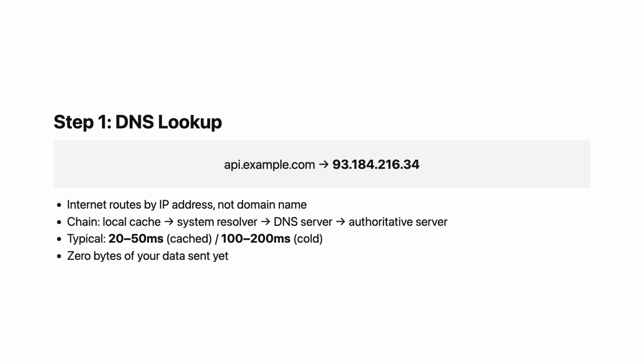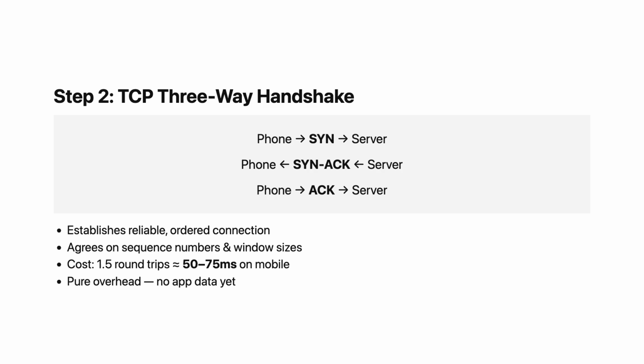Now that OkHttp knows the server's IP address, it needs to establish a connection. The internet runs on TCP, Transmission Control Protocol, and TCP requires a handshake before any data can flow. It is called a three-way handshake, and it goes like this. Your phone sends a SYN packet to the server. Hey, I would like to connect.